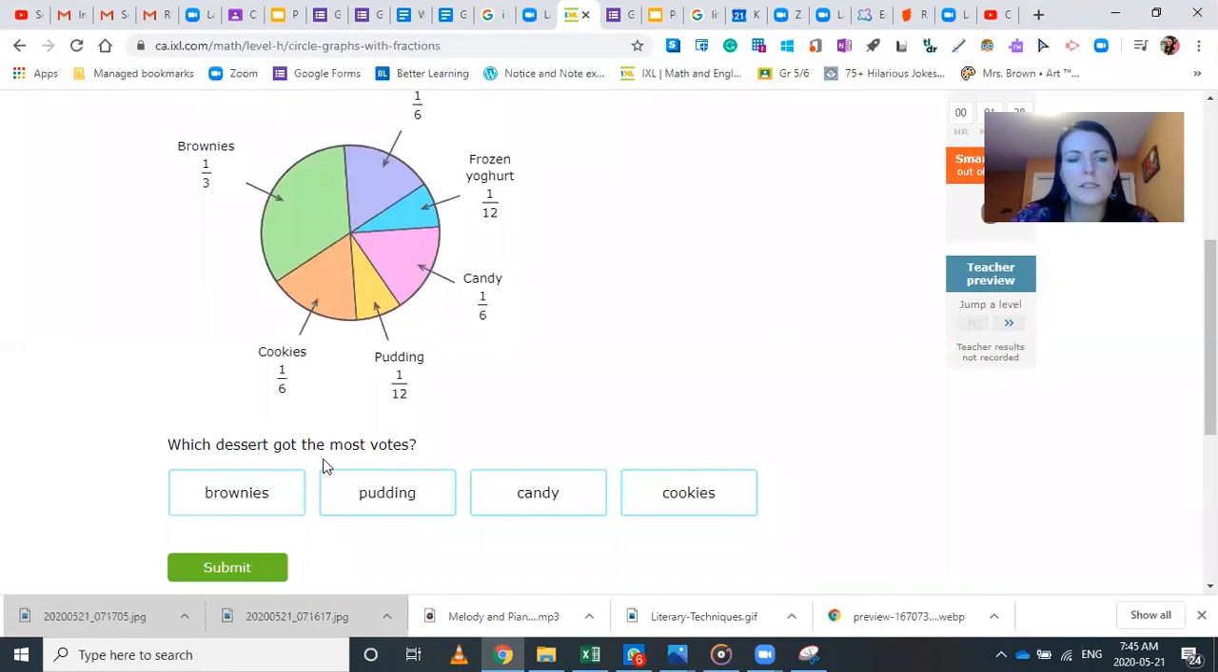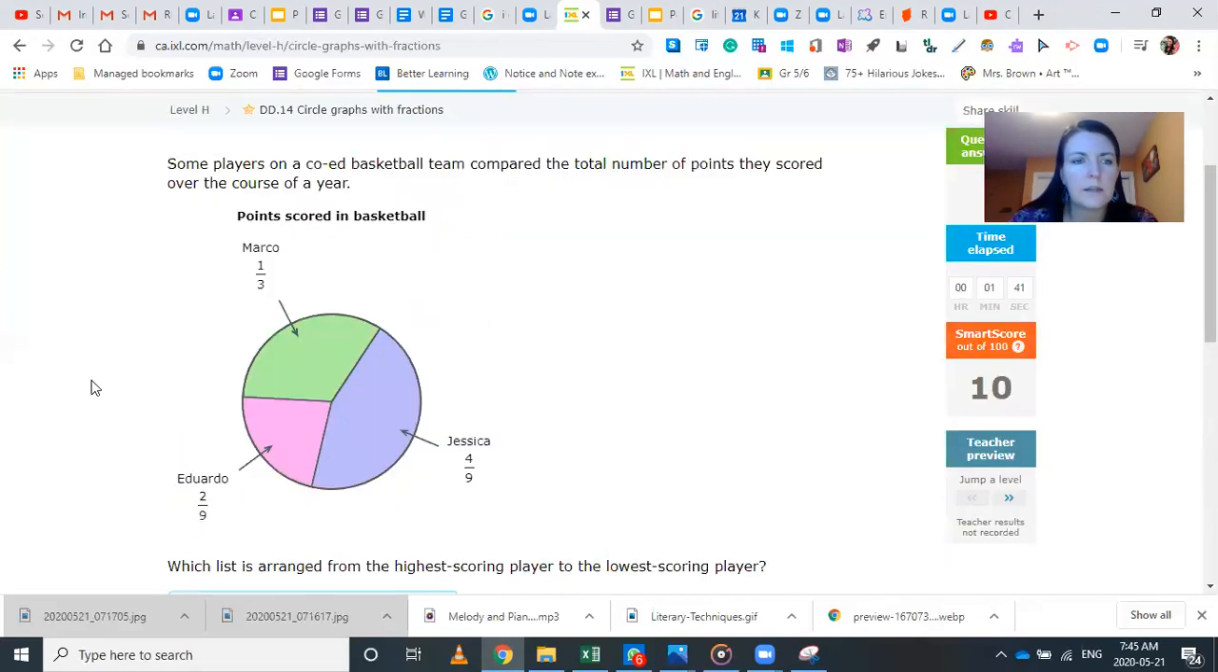Question says, which dessert got the most votes? Well, you can see that the biggest piece would have the most votes. So in this case, it is the brownies. Brownies got the most votes. Let's look at this circle.